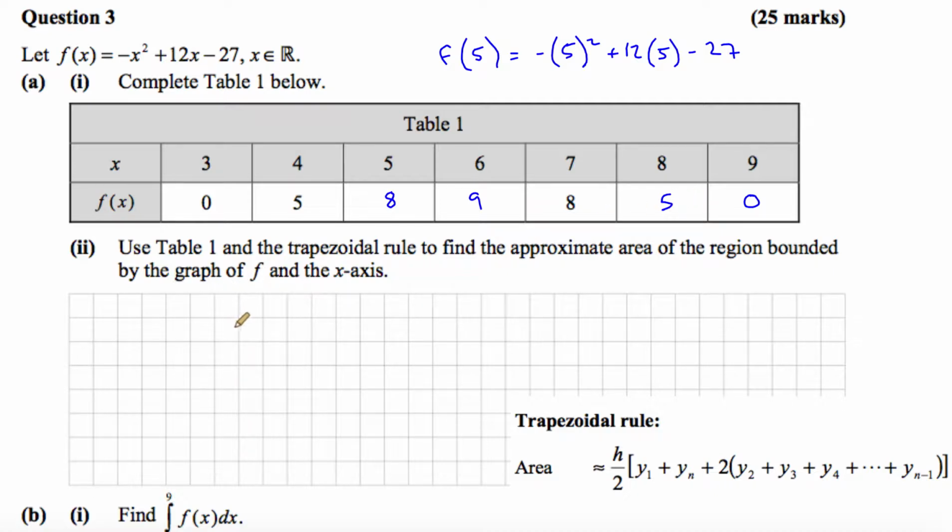And now part 2 says use table 1 and the trapezoidal rule to find the approximate area of the region bounded by the graph of f and the x-axis. Okay, so I'm just going to draw a small little sketch of this function. And now the first point is at 3, 0. So we go to 3, 0, so that's 3, 0.